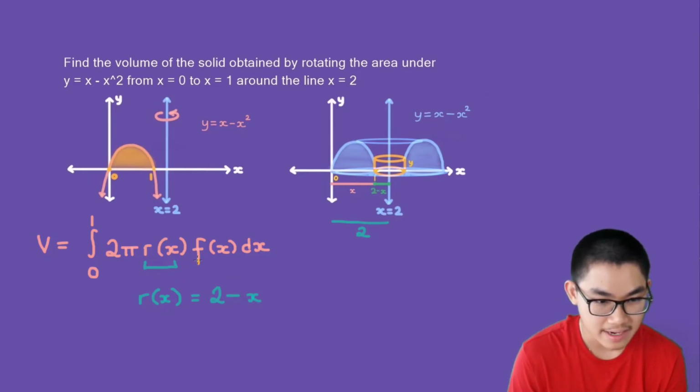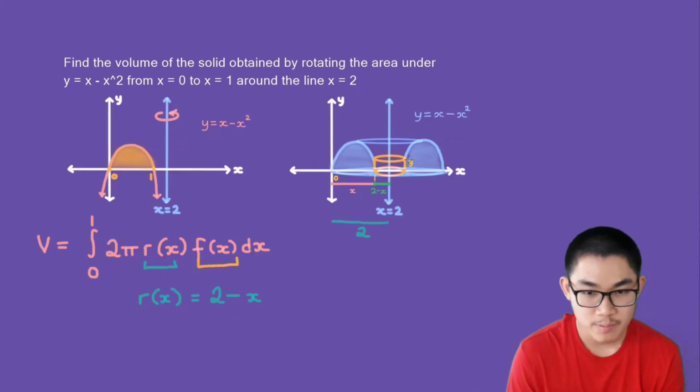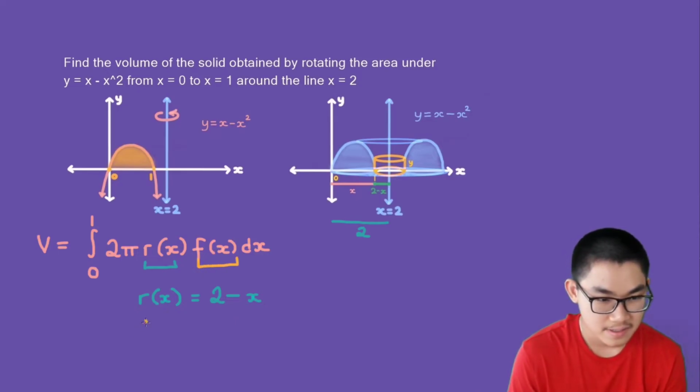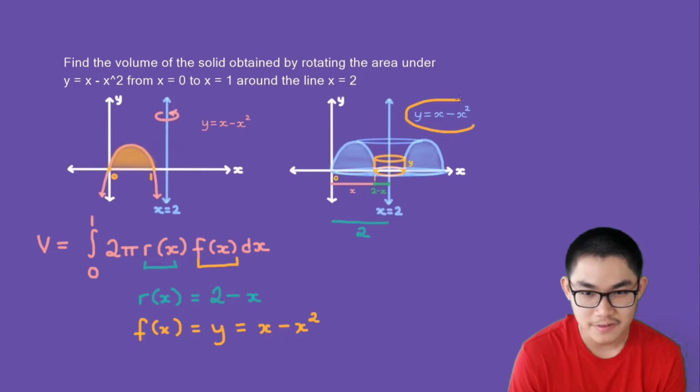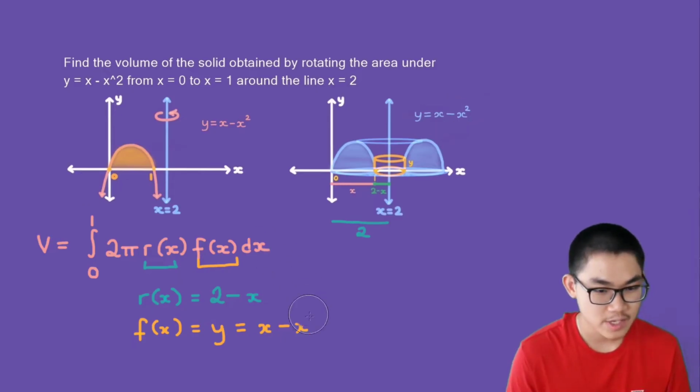And how about the height? The height will be just y. So f of x is the same as y. And y is equal to x minus x to the power of 2. Because that is our function right there. Now let's go ahead and substitute these back into our formula.